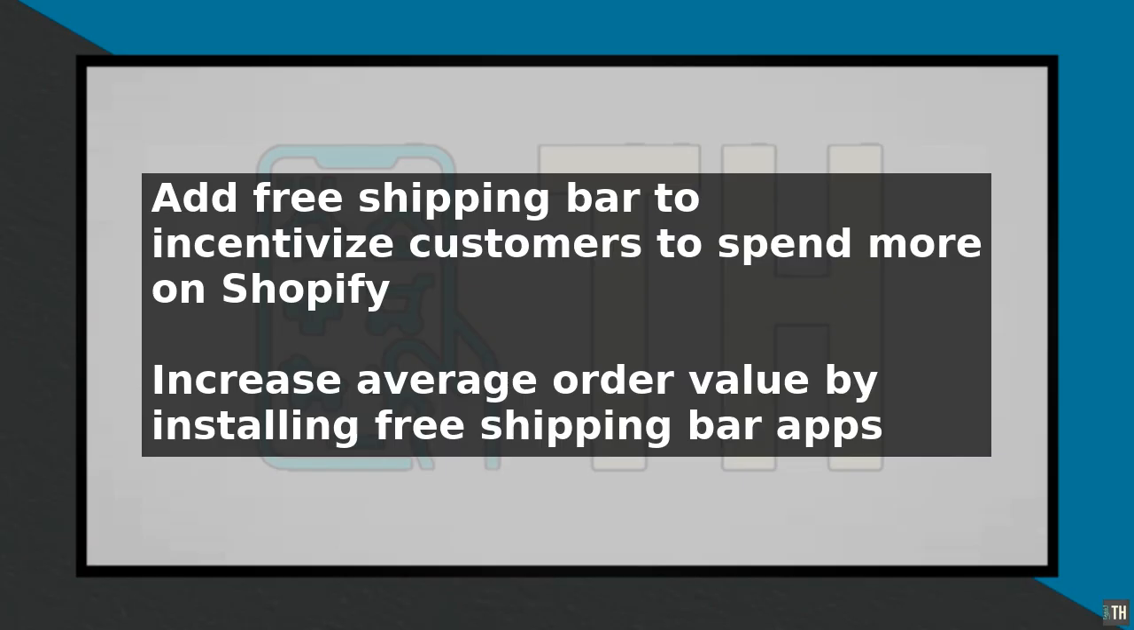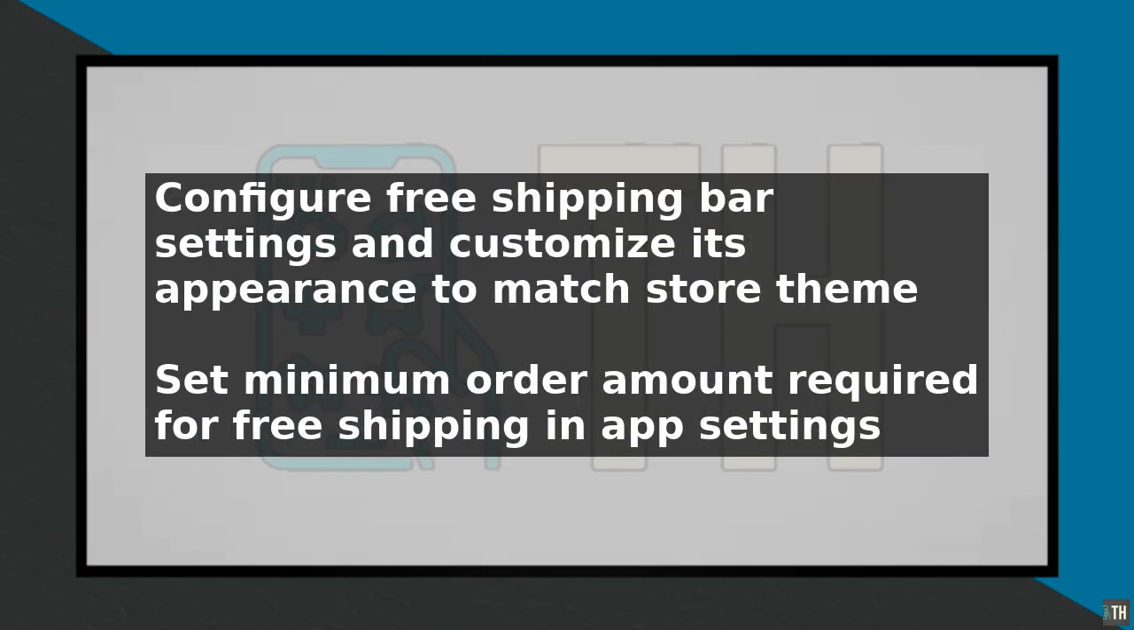Once the app is installed, go to the app settings and configure the free shipping bar. You will need to set the minimum order amount required for free shipping and the message that will be displayed on the bar. You can also customize the appearance of the bar to match your store's theme.